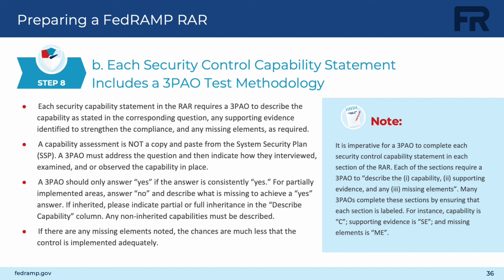Each security control capability in the RAR must go through this type of discerning process in order for the RAR to make sense and tell the whole story. Keep in mind that the missing elements in one section may naturally affect other capabilities listed. The 3PAO should be observing the system holistically and as the sum of its parts.